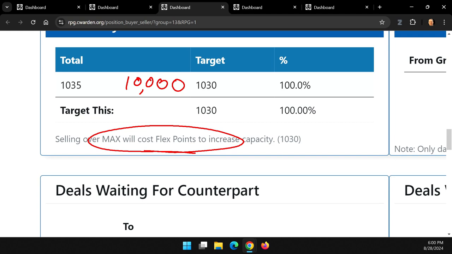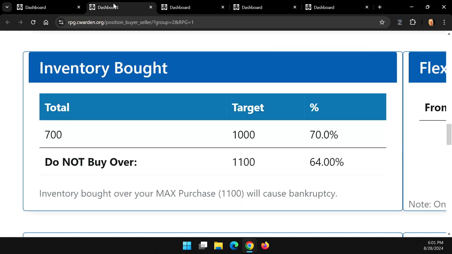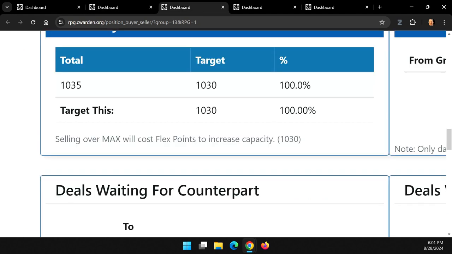So it's very important to pay attention to this, because if you get it wrong and you're a buyer, you will lose the game. You'll lose. You have bankruptcy. You bought too much. You cannot take that much. And if you are a seller, you need to pay attention because you have to pay extra to produce more.